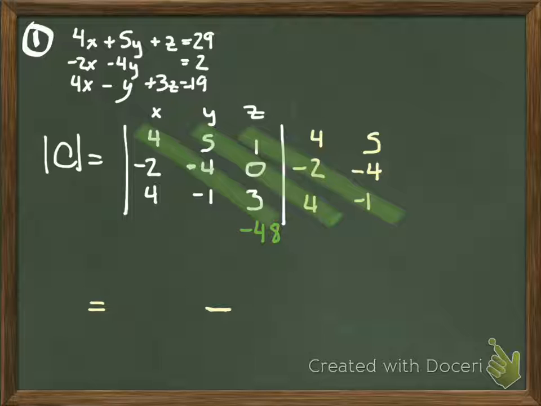5 times 0 is? 0. 1 times negative 2 times negative 1 is? 2. So my downs total up to negative 46. Now I'm going to switch over and do our ups.